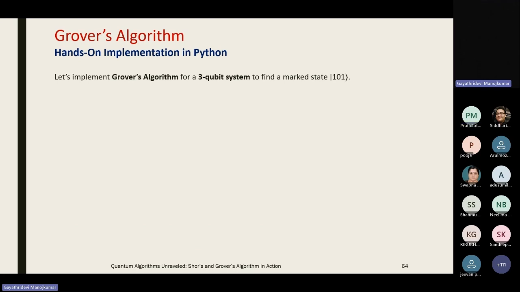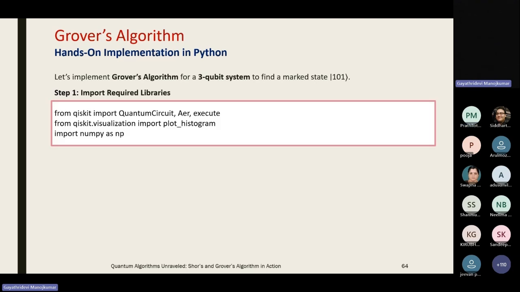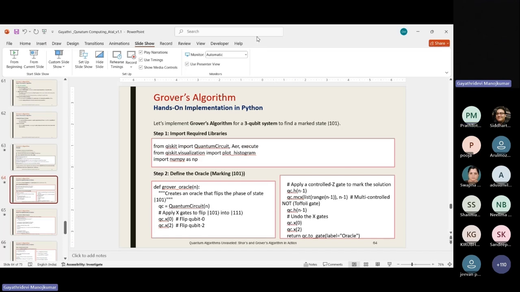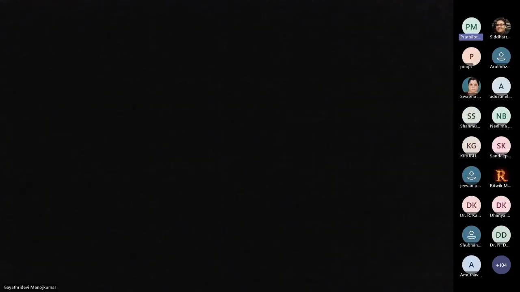So now we are just going to see the hands-on implementation of Grover's for 3 qubits to find a marked state of ket 101. For that, I have imported the required libraries and dependencies. Just skipping to the Colab.